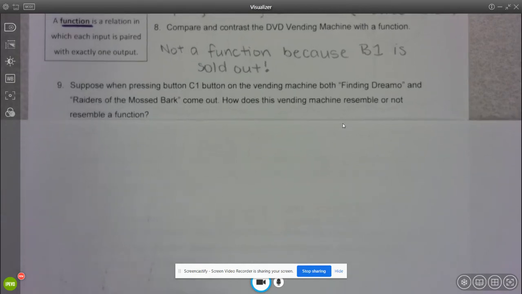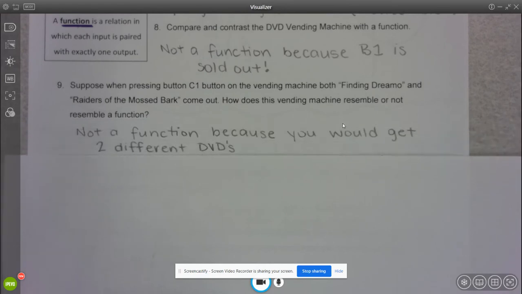So if I push C1 and Finding Nemo and Raiders of the Lost Ark came out, would that be a function? Well, if I'm hitting one button and two different things are popping out of the machine, that's no longer a function because I'm getting two different DVDs hitting the same button.